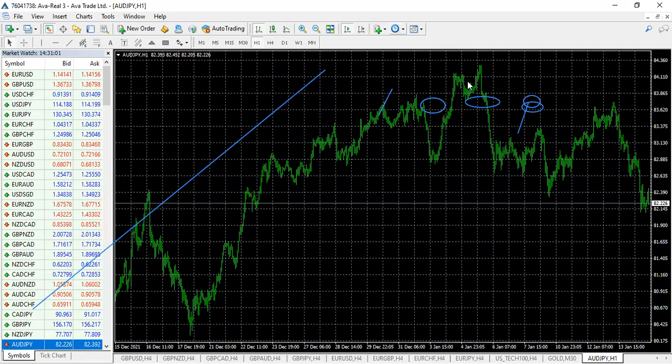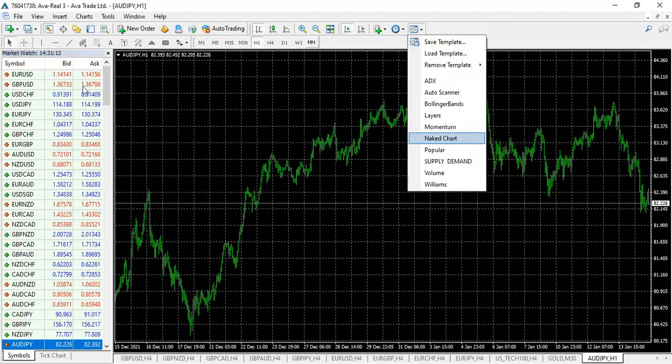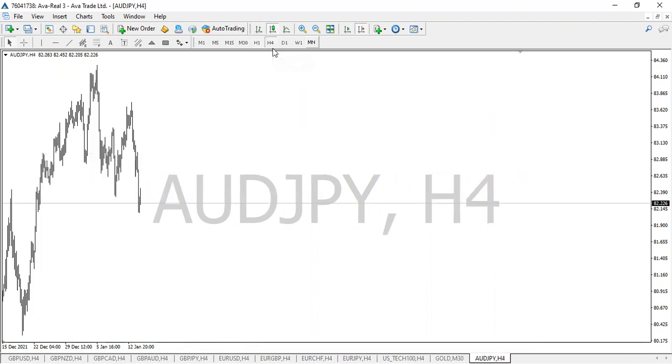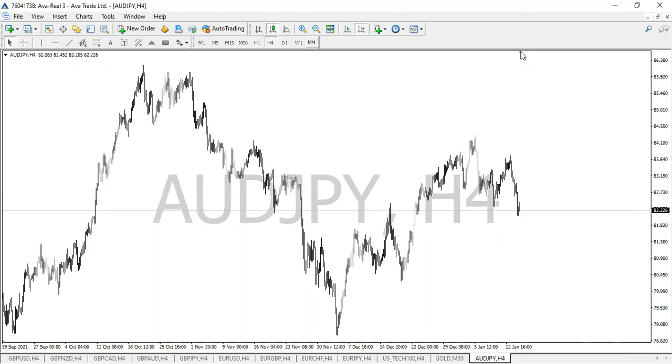Okay, so let me just clear the screen. Then I'm going to put my naked chart. There you go. So since AUDJPY is a normal currency, I am going to start my analysis from H4.